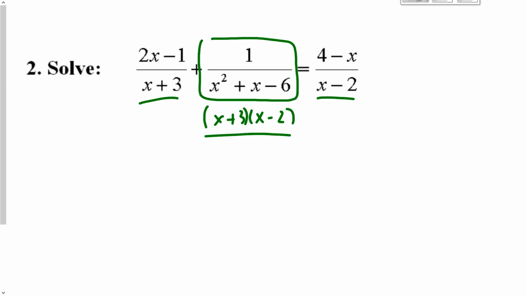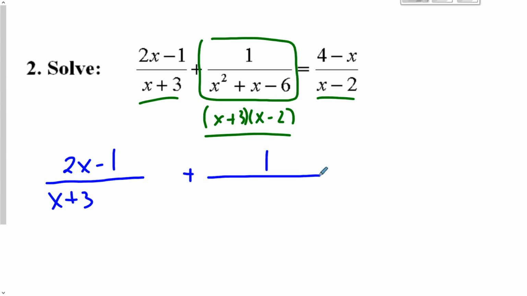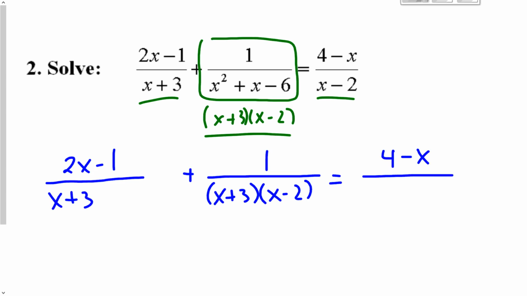I'm going to rewrite this. It's going to be 2x minus 1 over x plus 3, plus 1 over x plus 3, x minus 2, equals 4 minus x over x minus 2.